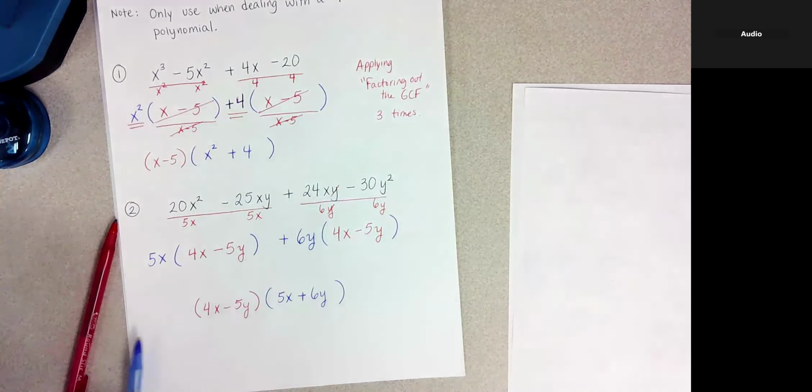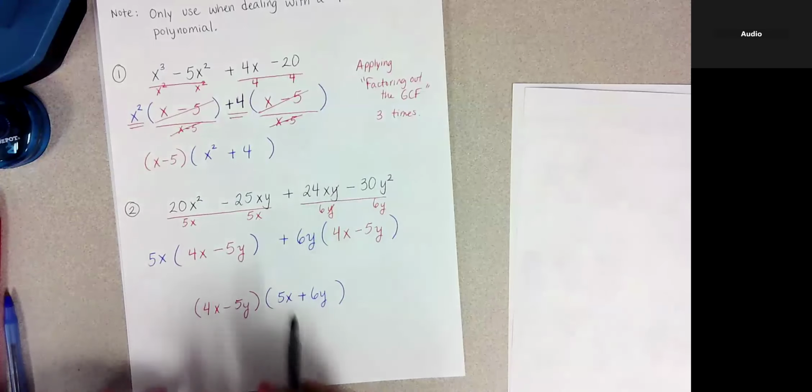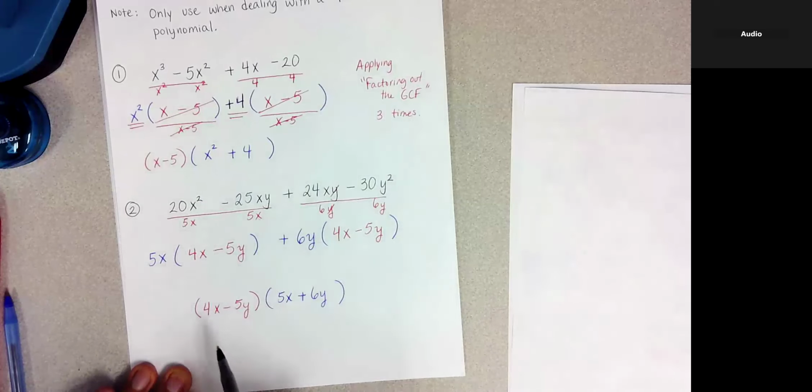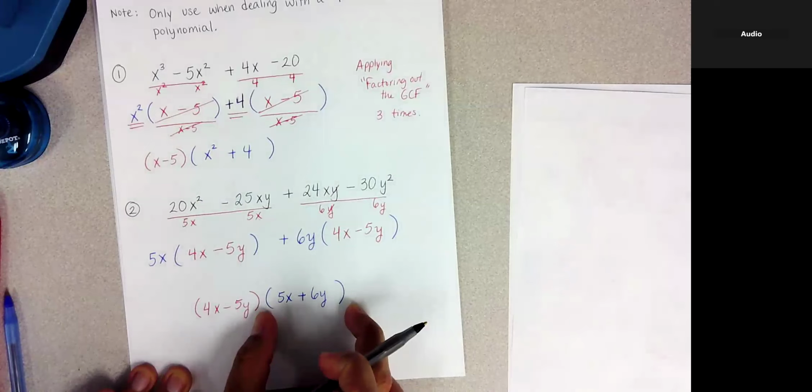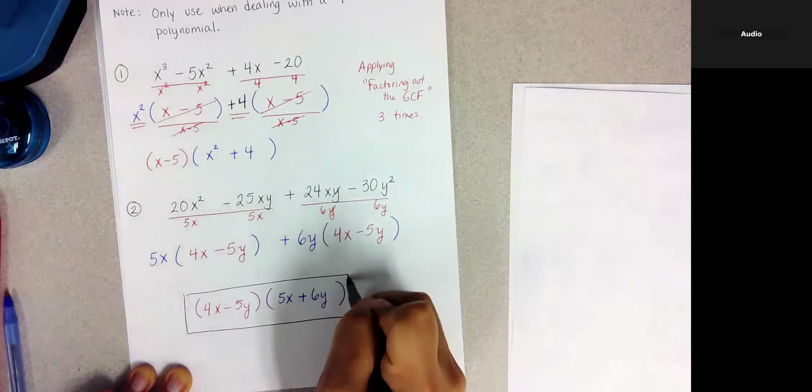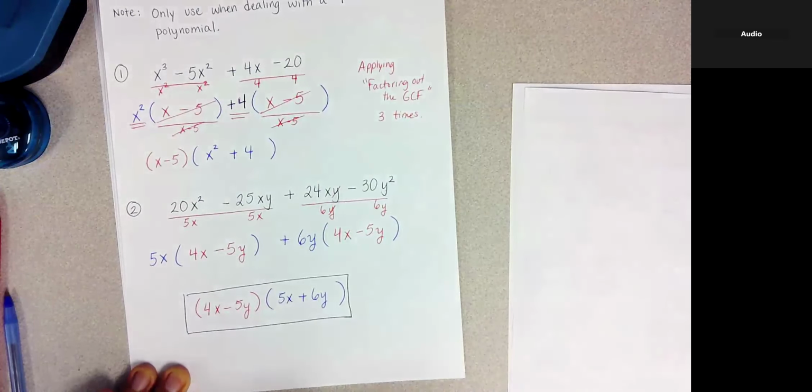And so this expression is now written not in terms of subtraction and addition, but in terms of multiplication. Since we have parentheses and parentheses, we have this times that. This is factored. Okay. And that's it.